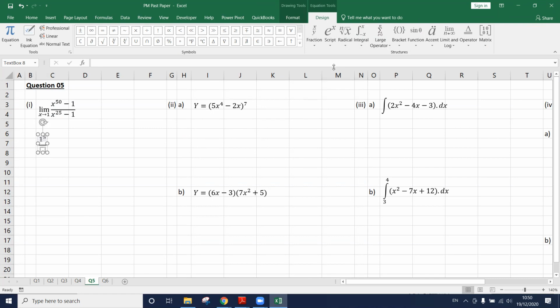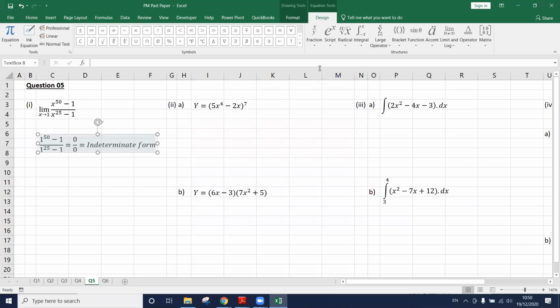1 to the power 50 minus 1 over 1 to the power 25 minus 1. Right? Here, what will we get? 0 on top, 0 at the bottom. Here also 0, here also we will get 0. So our answer is in indeterminate form. We cannot determine the answer exactly. It is in indeterminate form.